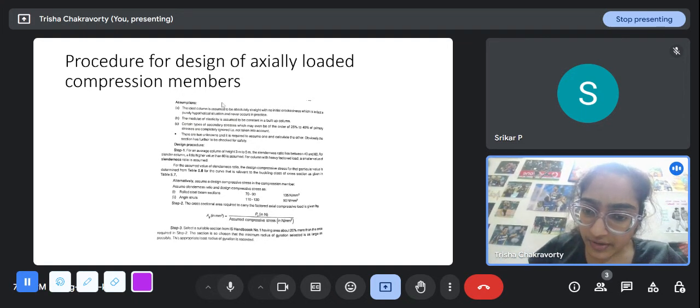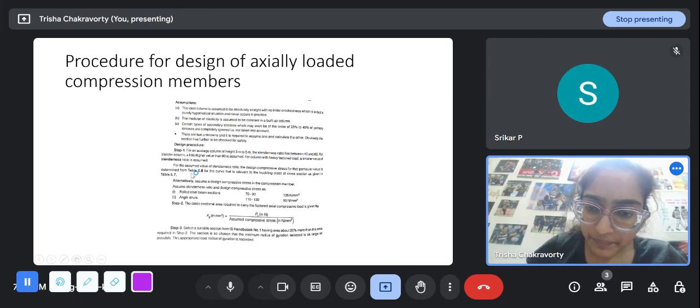For the design procedure, step 1: for an average column of height 3 meter to 5 meter, the slenderness ratio lies between 40 and 60. For a slender column, a little higher value than 60 is assumed. For a column with heavily factored load, a small value of slenderness ratio is assumed.